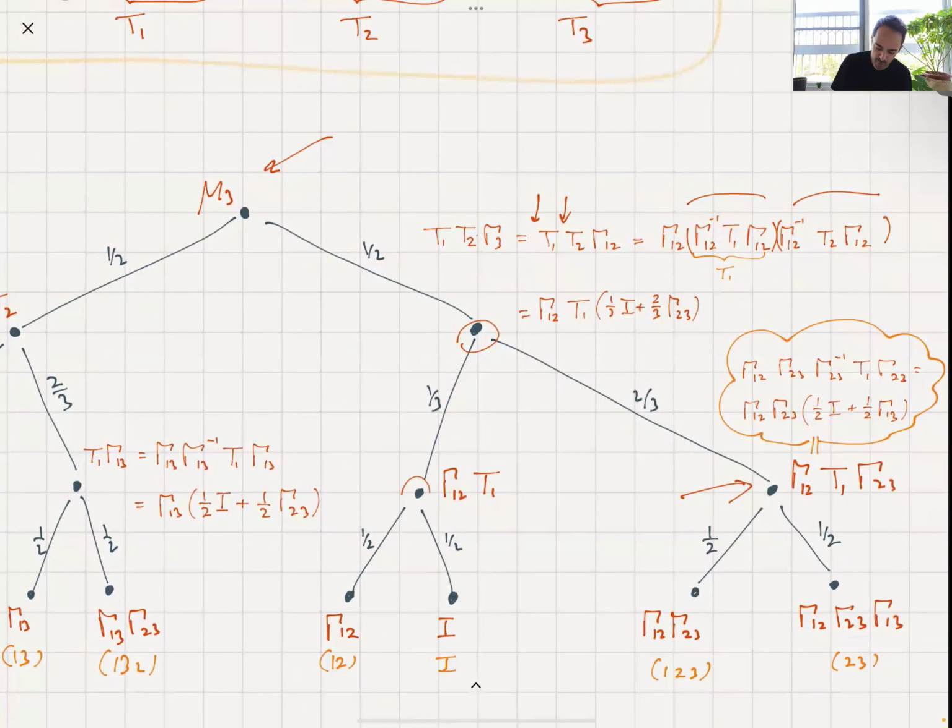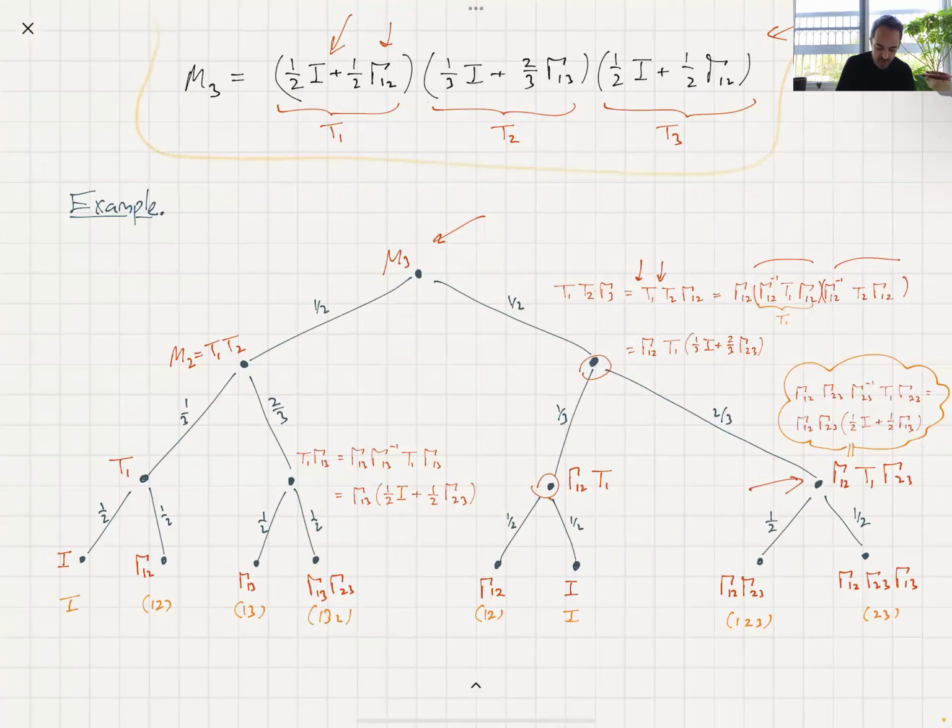Okay, and from here it's kind of easy to go down. From here, the left side is going to gamma 1, 2. And to the right, you're going to get identity. So you see identity and 1, 2 appear several times. That's fine. They have to, there are only 6 permutations and 8 leaves.